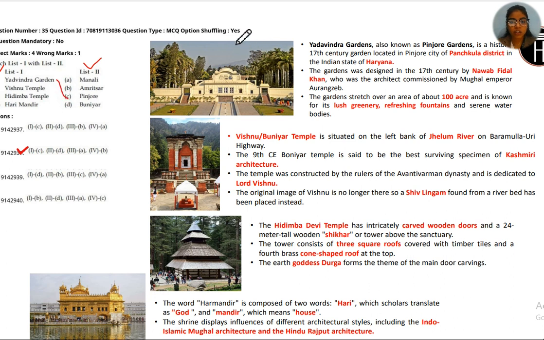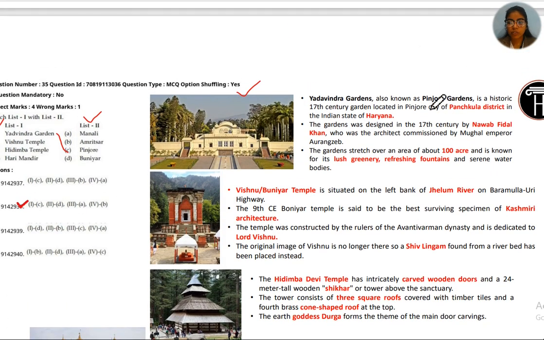Yadavindra Garden is in Pinjore. As you can see, here is the image of the Yadavindra Garden, which is also known as Pinjore Garden. Please remember, it is also known as Pinjore Garden. It is in Pinjore city of Panchkula district, which is in Haryana.